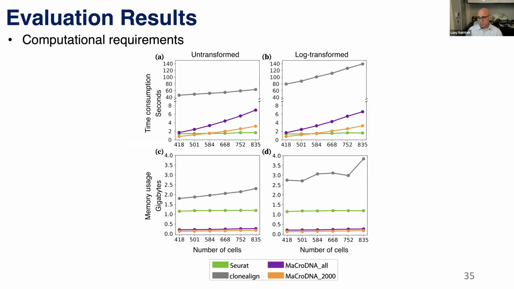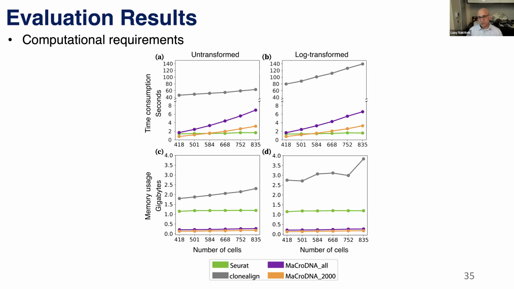As I mentioned, the method is very simple. We were surprised by how well it performed, and it is also very efficient computationally. So if you look here, the top row is the time consumption, the amount of time in seconds. The bottom row is the amount of memory in gigabytes. The left column is untransformed, and the right column is log transformed. If you look at it, the top curve is clone align. That's the slowest of them, followed by MaCroDNA, all in terms of the time.